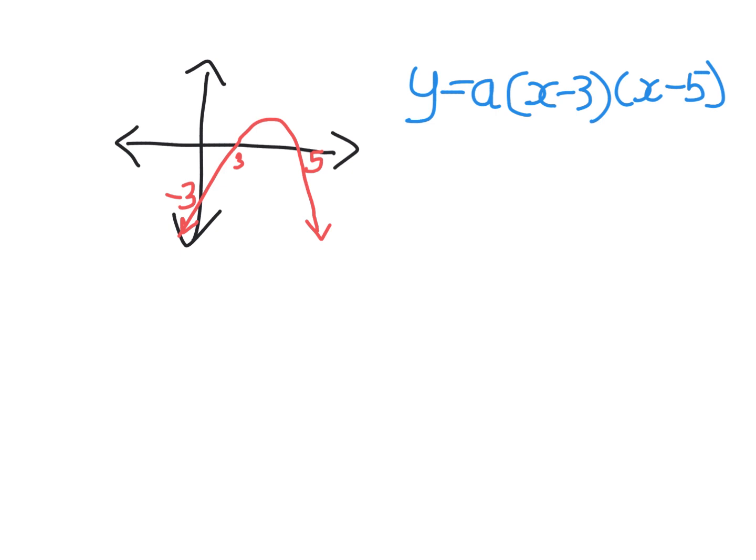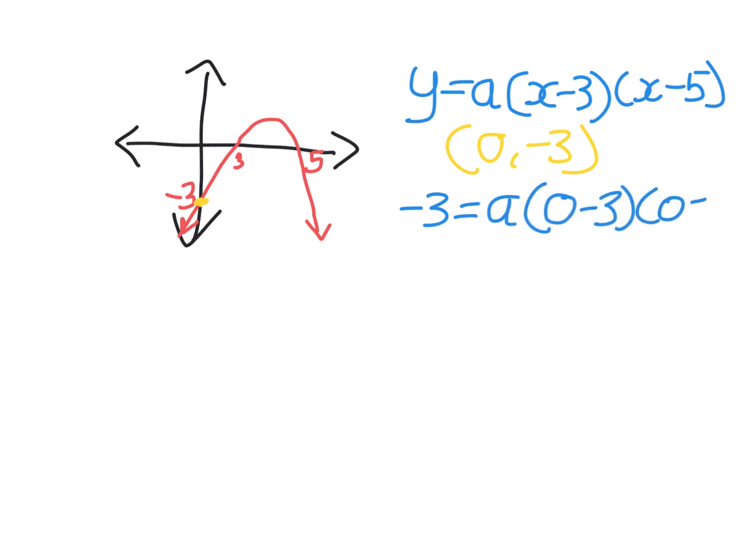We're going to substitute a point whose coordinates we know. I'm going to substitute that point, which is 0, minus 3. So to find a, I'm going to take y and replace it with negative 3. And I'm going to take x, and everywhere I see an x, I'm going to replace it with a 0. So I actually get negative 3 equals a.